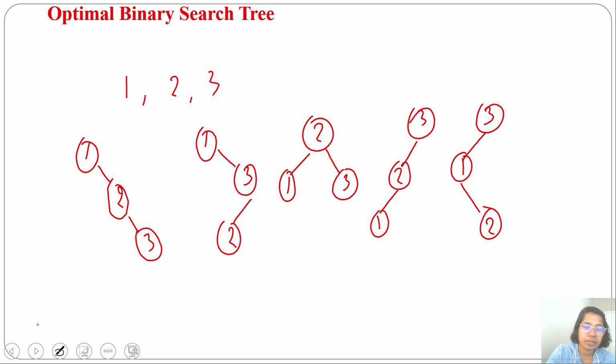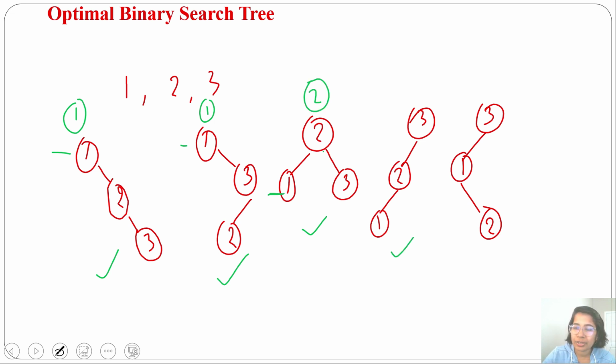If I want to search 1, then in the first binary search tree, 1 will be found at level 1. Now in this binary search tree, 1 is less than 2, so we'll search in the left part. Now is this equal to 1? Yes. So we are searching in 2 levels.